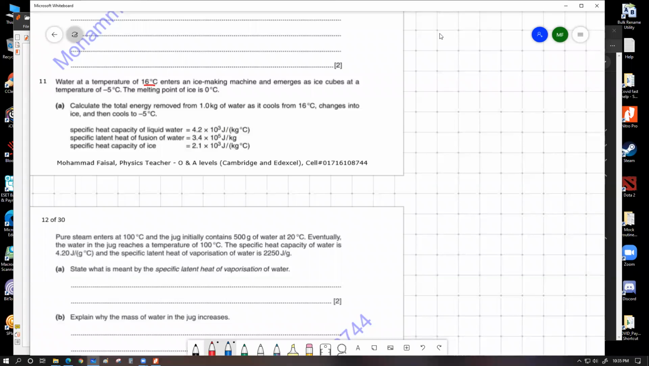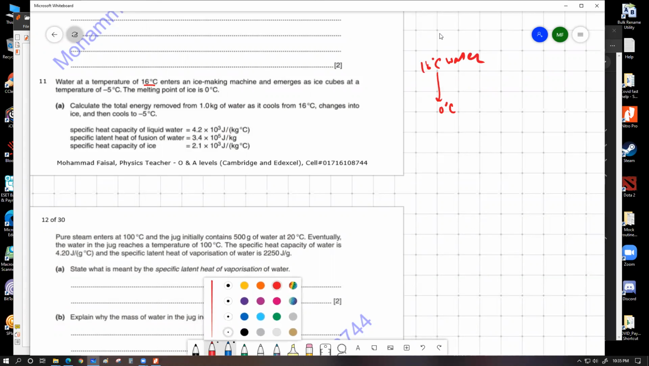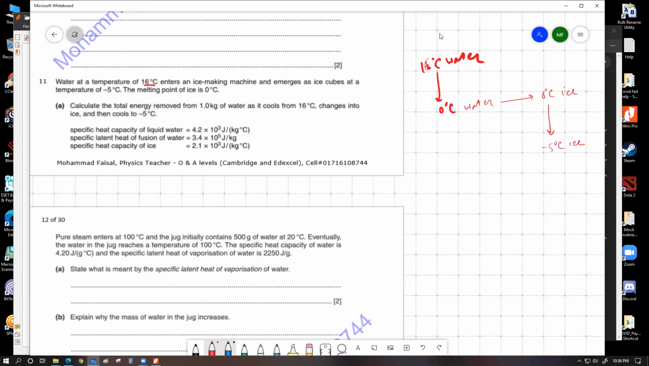Water enters an ice making machine and emerges as ice cubes at a temperature of minus 5 degrees Celsius. The melting point of ice is 0 degrees Celsius. So you have to understand that we have water of 16 degrees Celsius dropping first to 0 degrees Celsius water. So this is water, and then 0 degrees Celsius water has to convert into 0 degrees Celsius ice. The reason I'm using a horizontal arrow is to give you a subtle idea that temperature is remaining constant. So this is the state change, and then 0 degrees Celsius ice should drop to minus 5 degrees Celsius ice. This is the 3-step calculation that you have to do.